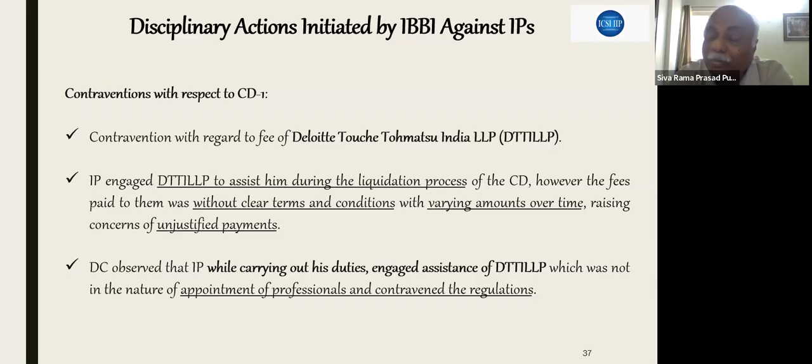The Disciplinary Committee observed that the IP, while carrying out his duties, engaged the assistance of DTTI LLP, which was not in the nature of appointment of a professional, and contravened the regulation. Whether he is a valuer? No. Whether he is a transactional auditor?